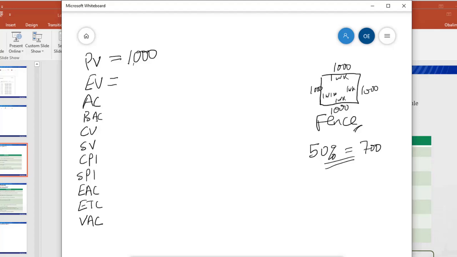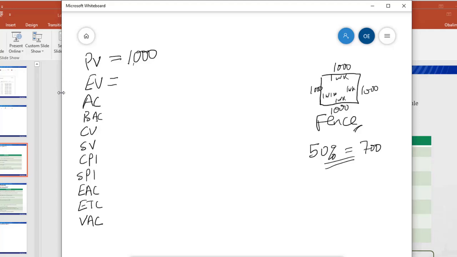Now, I'm just giving you a layman's definition of these terms. Otherwise, if you check some of your texts, the definition may sound a bit different, but this is basically to enable you to understand exactly what these terms mean. So in this case, at the end of work in week 1, they did half the side of the fence, and it was reported that they spent $700.